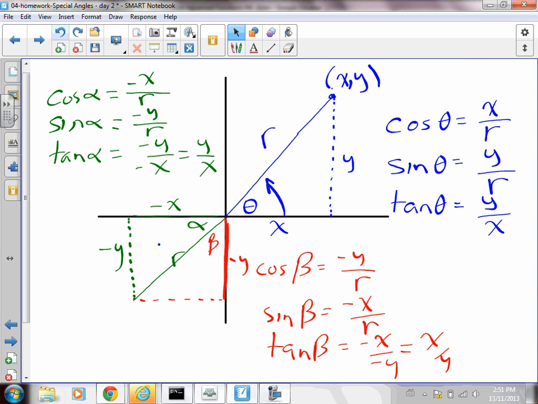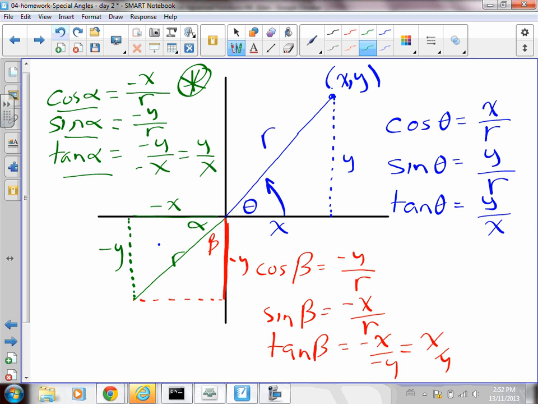So now if I look at these and compare them to the original one, you can see, hopefully, that up here, the green set of ratios are the same as the ones from the blue. The only difference is, in some cases, there's a difference in signs. So cosine here has a negative value. Sine has a negative value. And tan is positive. That's what we expected down here in the third quadrant anyways.